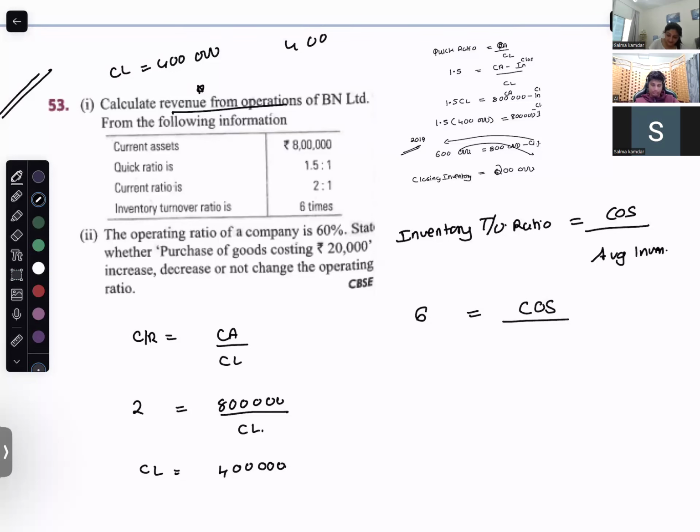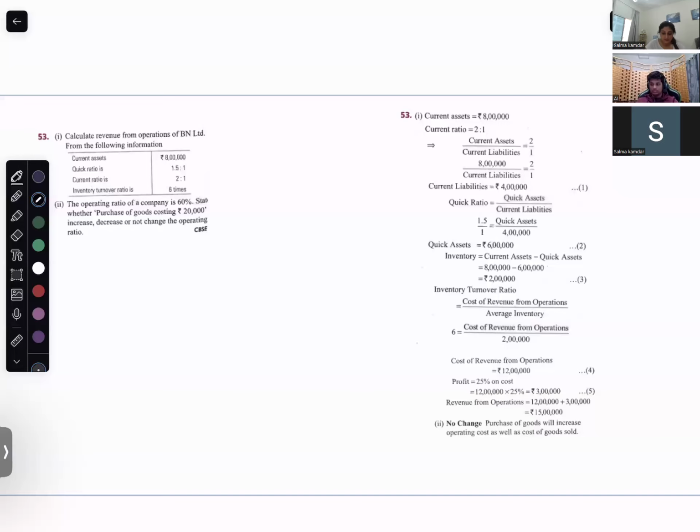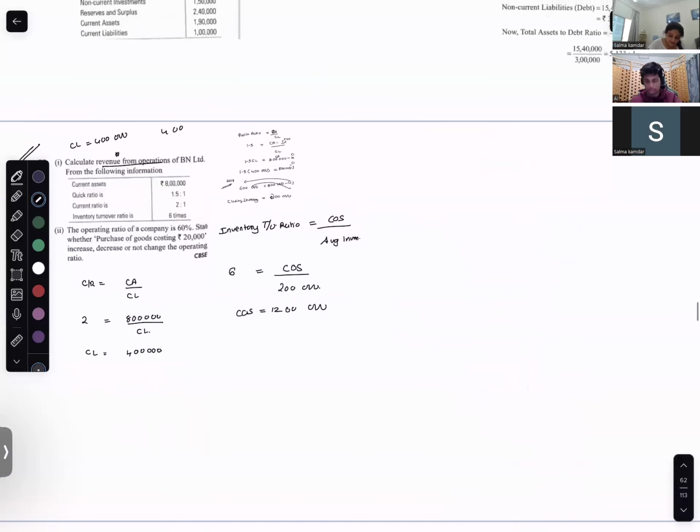Have they given me any information about average inventory? No. So the closing inventory will be the average inventory. So cost of sales will become how much? 200,000 multiplied by 6. So cost of sales will become 12 lakh. So I've got cost of sales as 12 lakh.